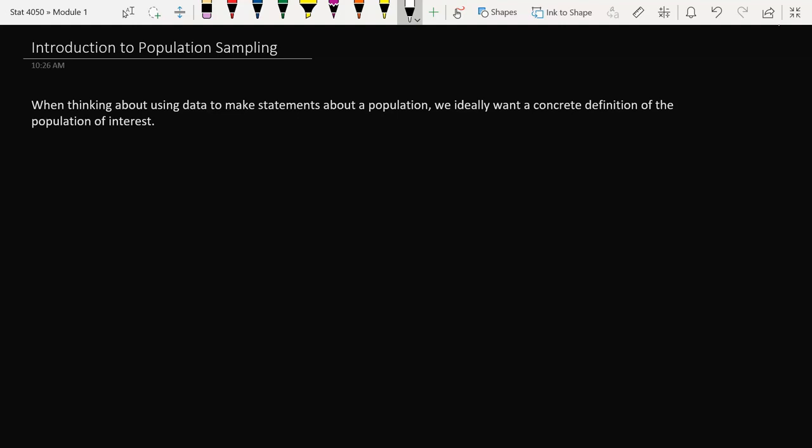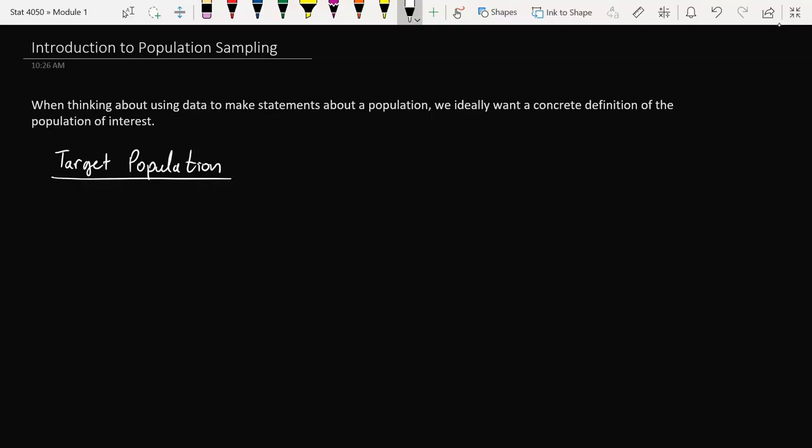The big picture here is that we are interested in describing or making some inferences or estimates about a variable of interest of a specific population. So when we're thinking about using data to make statements about a population, whether it's something like, what is the mean body mass index? What is an average of this variable, what is the variance of this variable, and estimate things like that. It's important to have a concrete definition of the population of interest. All right, and this is what we refer to as the target population.